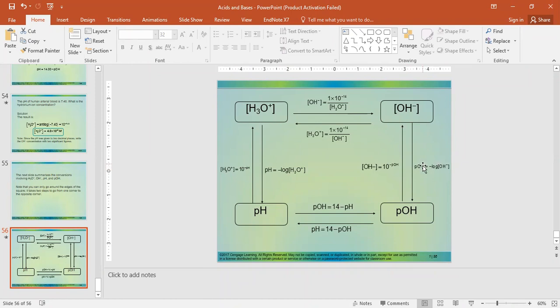The same thing applies here. When you are moving from a pOH to the concentration, you take 10 to the power negative of the pOH. And when you are calculating pH and pOH, it is 14 minus pOH or 14 minus pH, the way I had explained. Is it clear?